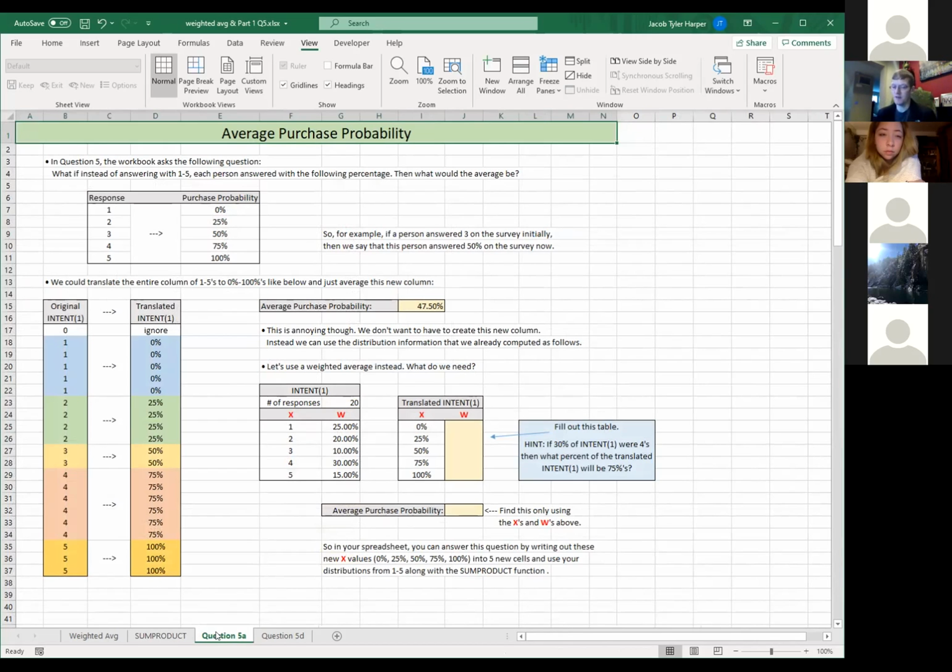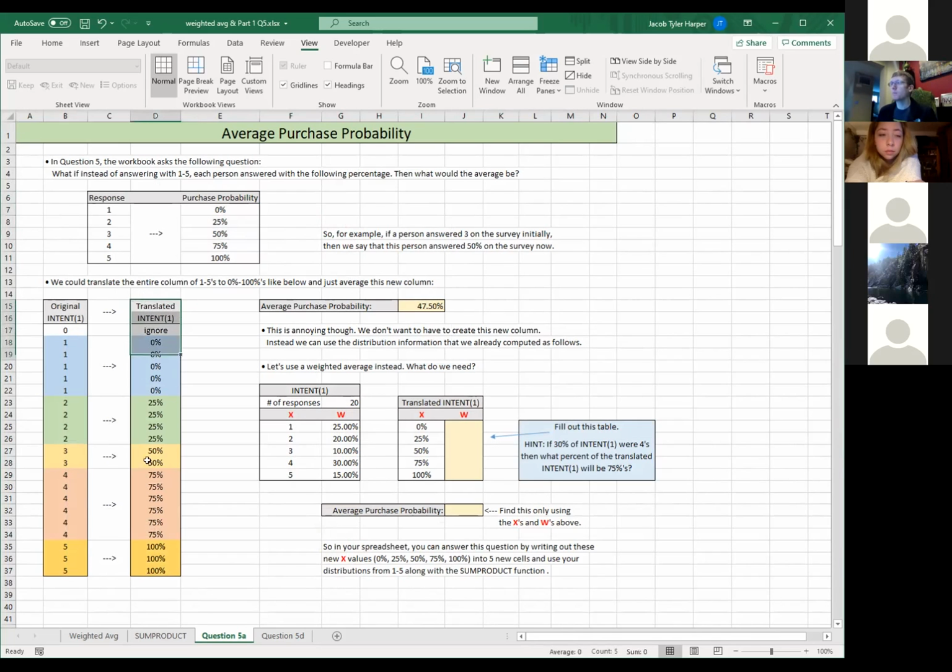So question 5a is a little bit confusing in what it's asking. It's asking you to compute the average purchase probability, where instead of the initial survey responses, where initially everyone wrote down 1 through 5 for how likely they were to purchase this, what if everyone wrote down these answers instead? So like there's a 25% chance I might buy the product, or a 75% chance I might buy the product. If they did that, then what would their average response be? So how can we do this?